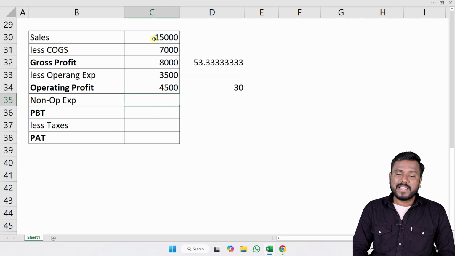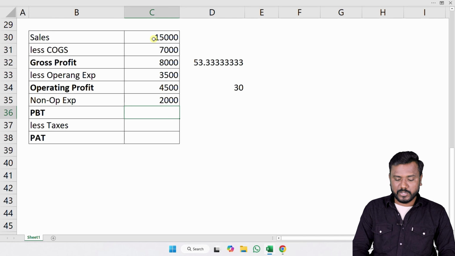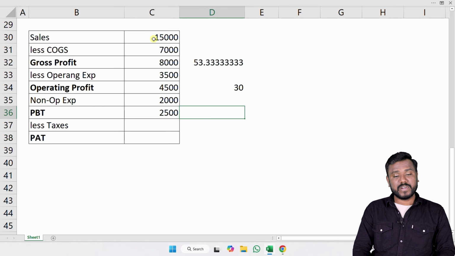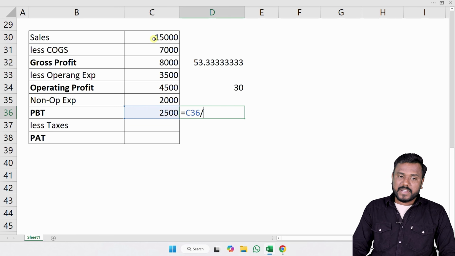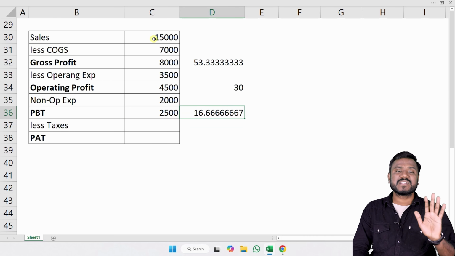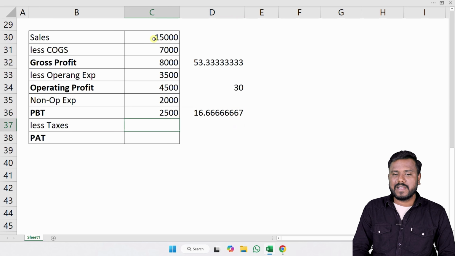What is my operating profit margin? 30%. And let's say in my business I have non-operating expenses of 2,000 rupees. So 4,500 rupees operating profit minus 2,000 non-operating expenses. What is my profit before taxes? It is 2,500. What is my profit before tax margin? 2,500 divided by total sales multiplied by 100. It is 16%. My profit before taxes margin is 16%.